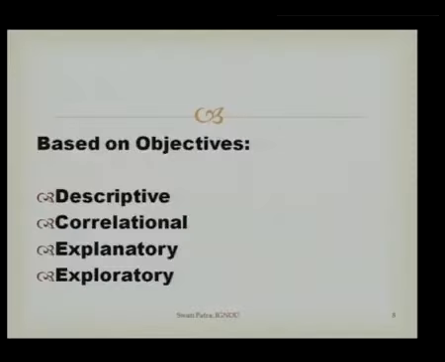Okay. And then the next thing is based on the objectives. Based on the objectives, we can have four types of research: descriptive research, correlational research, explanatory research and exploratory research. Now, what do we mean by descriptive research here? It describes the things. Earlier we mentioned that one aspect of research is describing. So descriptive research gives the what of a particular phenomenon. It describes the things. And then correlational research assesses the relationship between two variables.